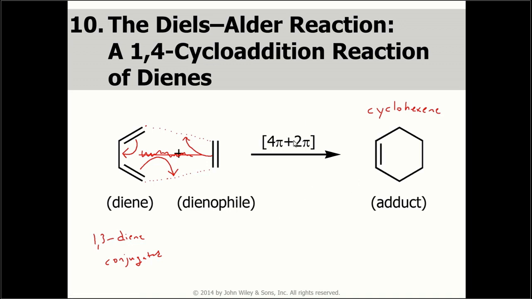Sometimes you'll see the Diels Alder reaction called a 4+2 cycloaddition. What that means is that one of the reactants has 4 pi electrons. Here they are, 4 pi electrons. And the other one has 2 pi electrons. That's all that means, a 4+2 cycloaddition. There are other cycloadditions, but we won't learn about those in this course. In this course, we're going to focus on the Diels Alder reaction.